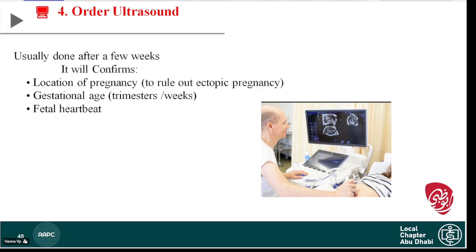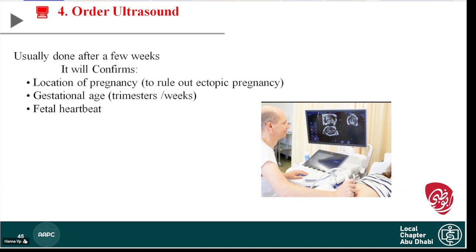Then after submitting all the data, if the patient is positive in pregnancy, only in the positive cases can we take the ultrasound. See this? It is usually done after a few weeks once the pregnancy is confirmed. Here the ultrasound will help you find the location of the pregnancy. Location of the pregnancy means what? We should confirm whether the baby is in the uterus or not in the uterus.